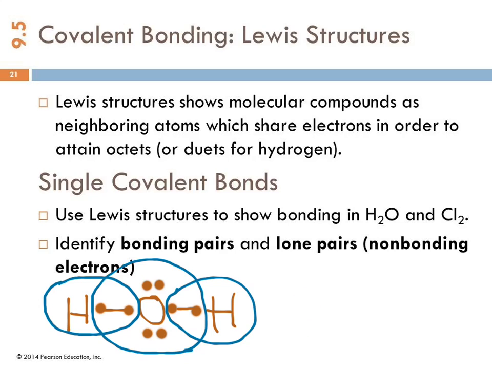Okay, so let's look at chlorine and what happens with chlorine. This is one of those diatomic elements. So there's 1 chlorine atom. There's another chlorine atom. How many valence electrons does chlorine have? 7. 1, 2, 3, 4, 5, 6, 7. And this chlorine has 1, 2, 3, 4, 5, 6, 7.